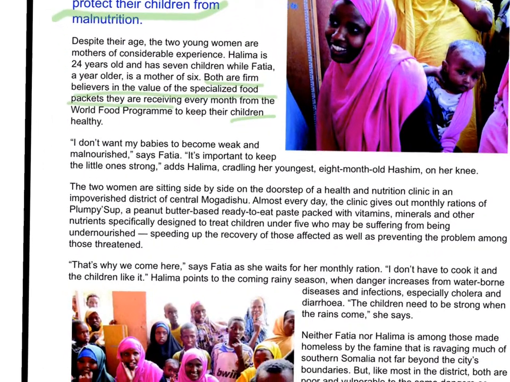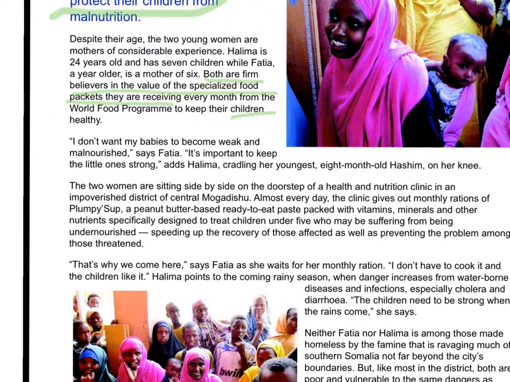This next paragraph here looks relevant. It says the two women are sitting side by side on the doorstep of a Health and Nutrition Clinic in an impoverished district of central Mogadishu. Almost every day the clinic gives out monthly rations of Plumpy'Nut. So the clinic is actually giving them this food. It's a peanut butter based ready-to-eat paste packed with vitamins, minerals and other nutrition specifically designed to treat children under 5 who may be suffering from being undernourished. That's all really relevant, so I'm highlighting that bit there.